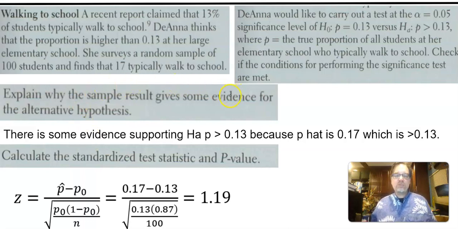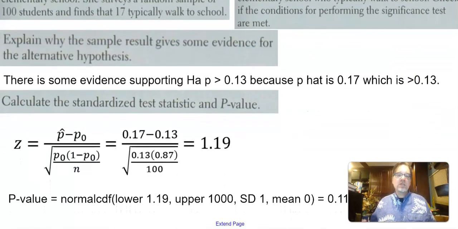Explain why the sample results give us some evidence for the alternative hypothesis. There is some evidence supporting the alternative hypothesis that p is greater than 0.13 because p-hat is 0.17, which is greater than 0.13. The result of this one sample is greater than what I was looking for under the null hypothesis, so there's some evidence. Is it convincing? That's the question. To find out, we're going to calculate our standardized test statistic and find our p-value.